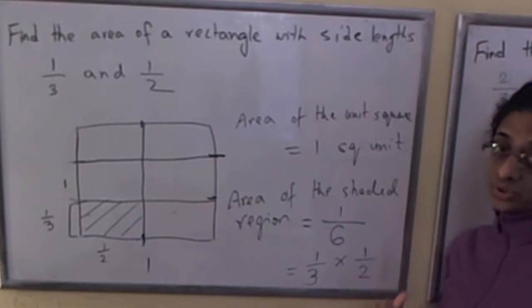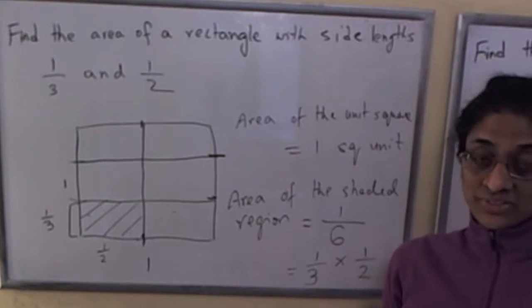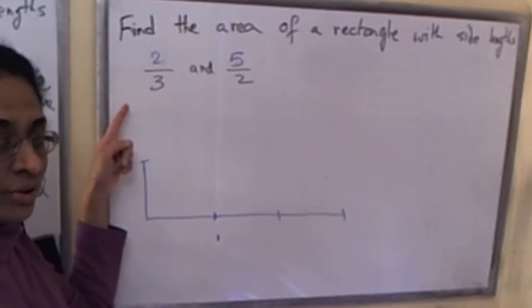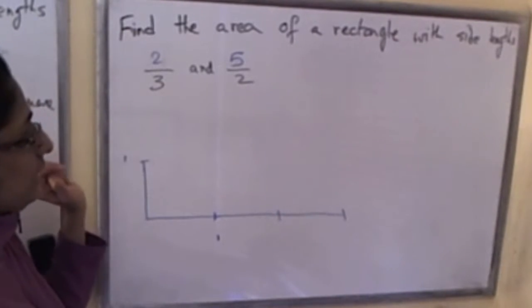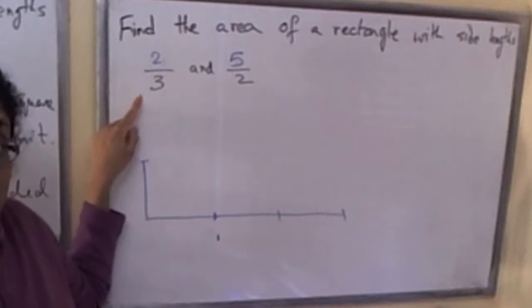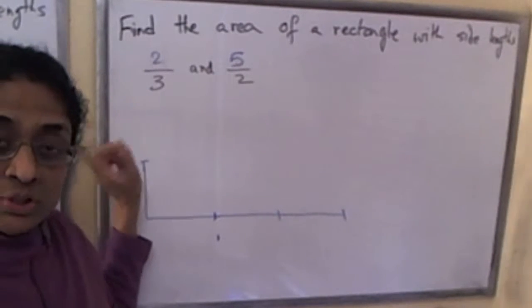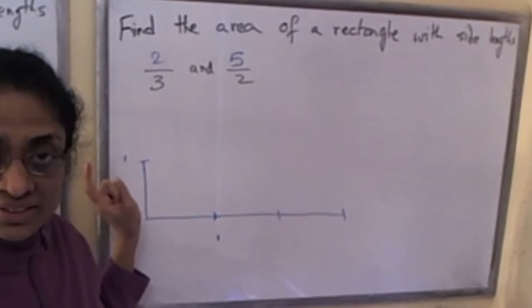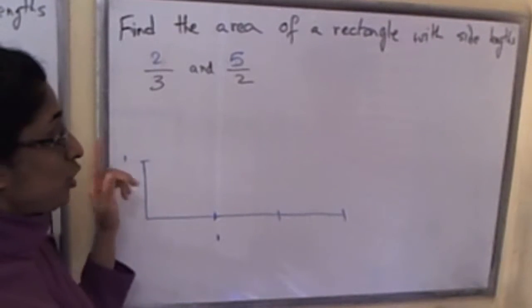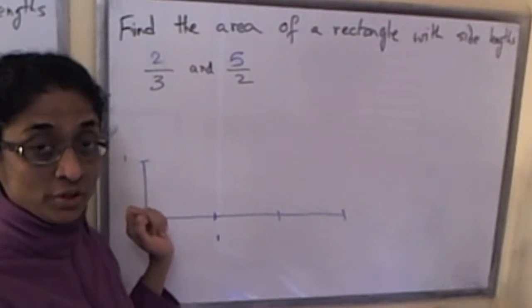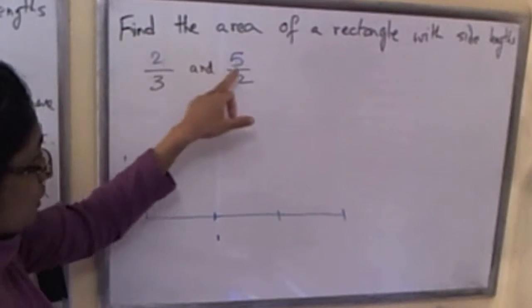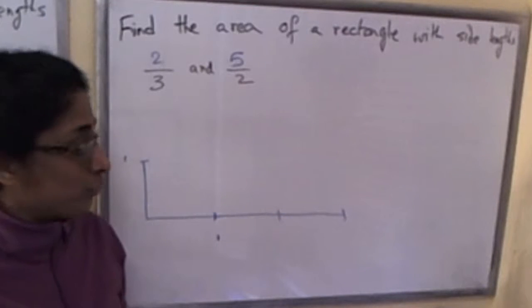Now let's go back to the original problem we wanted to discuss in this video. So back to our original problem. Here we proceed as follows. We try to build on what we just learned. We know how to find the area of a rectangle whose side lengths are unit fractions. That's what we already discussed. So here what we have is side lengths that are not unit fractions. So this is how we proceed.